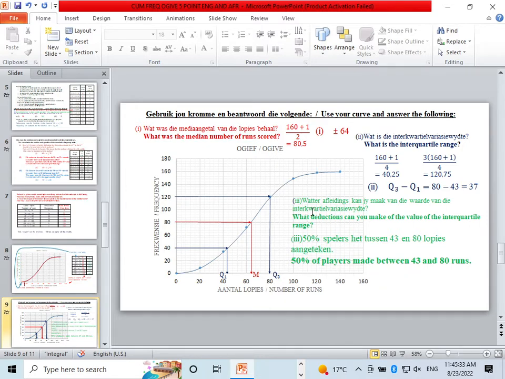Then they ask, which deductions can you make of the value of the interquartile range? So how many learners or players or how many runs is between the interquartile range? So you had Q3 is 120, Q1 is 40. When you subtract, you get 37. Okay? Do you agree with me? Then how many players will be between quartile 1 and quartile 3? Half of the players. Because 25% is less than Q1, 25% is more than Q3, so 50% is in between.